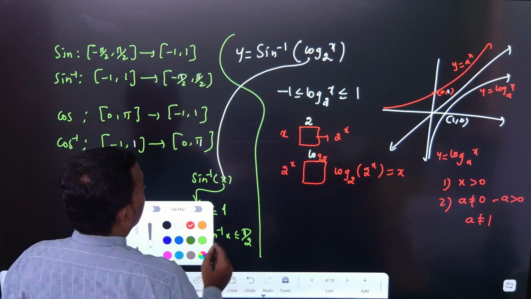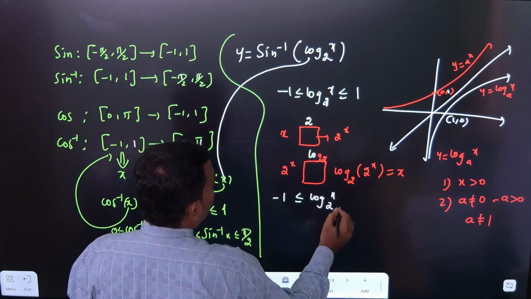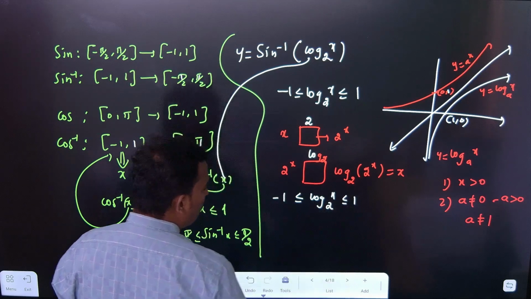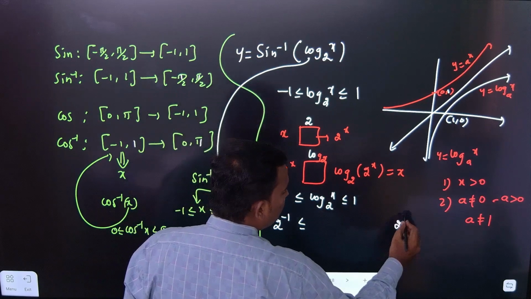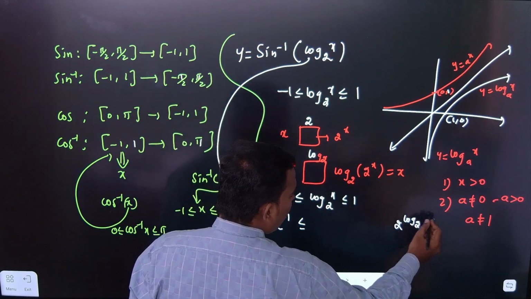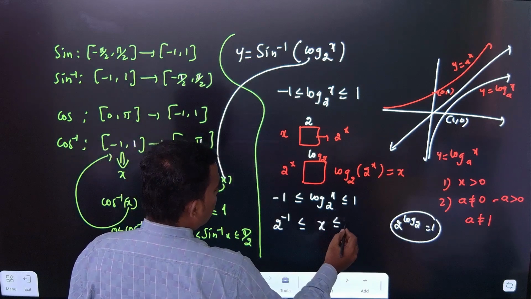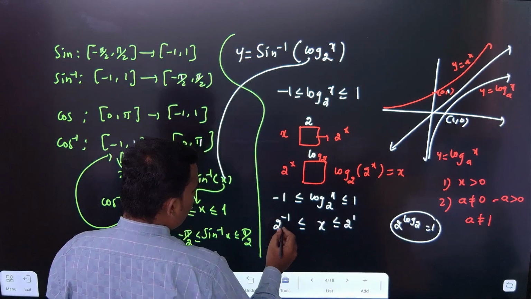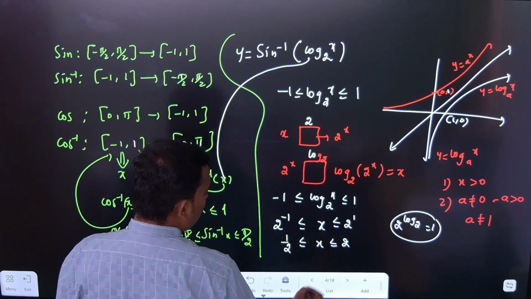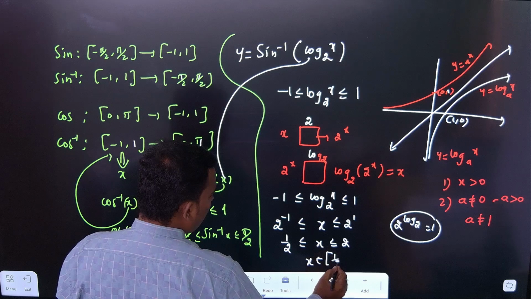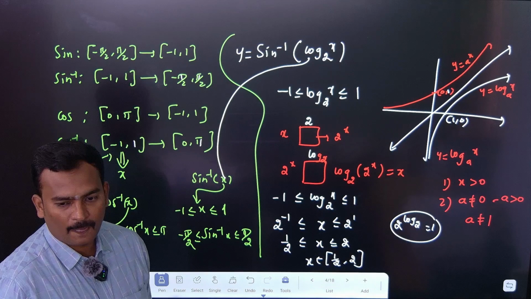Okay. So, what we can do? Minus 1 less than log x base 2 less than or equal to 1. So, you can raise 2 on both sides. 2 power minus 1 less than x, because 2 power log base 2 is x, right? Because these two are inverse of each other. So, x less than or equal to 2 power 1. And 2 power minus 1 is 1 by 2. So 1 by 2 is less than x less than or equal to 2. Therefore, x belongs to the interval 1 by 2 to 2, which is your domain. Clear? Okay.